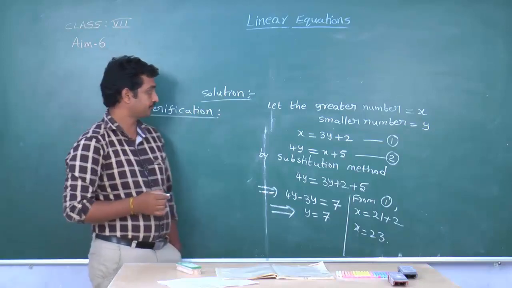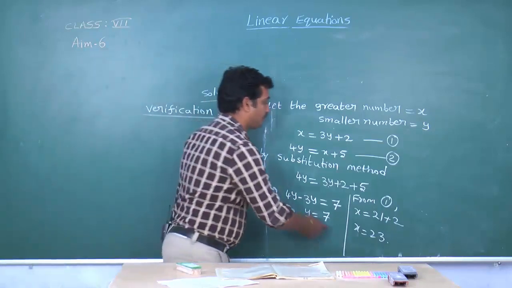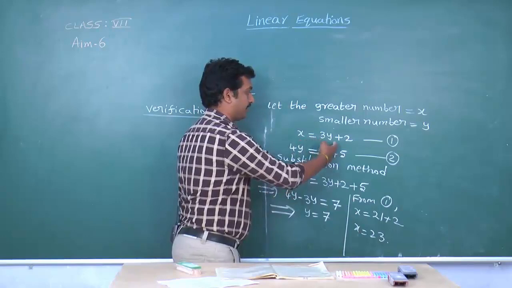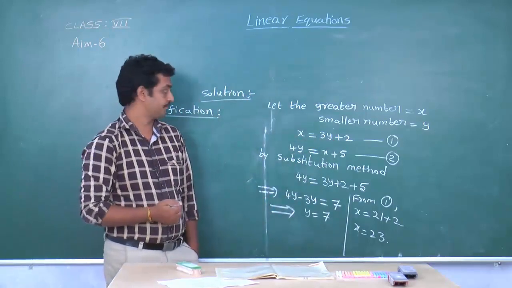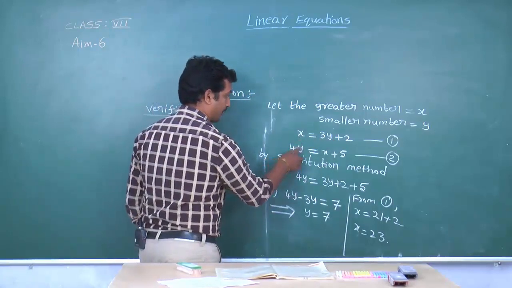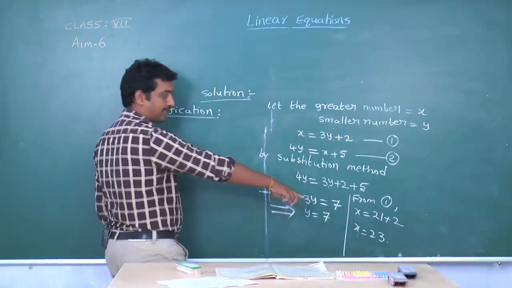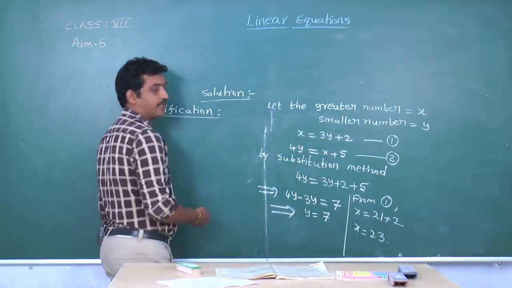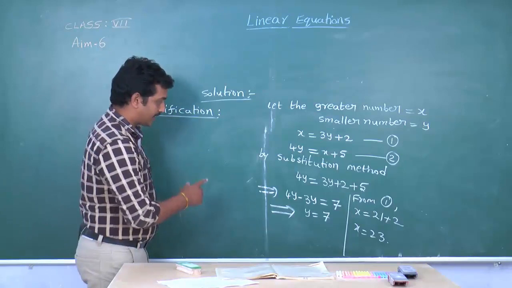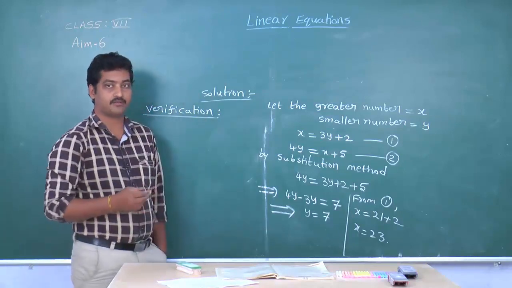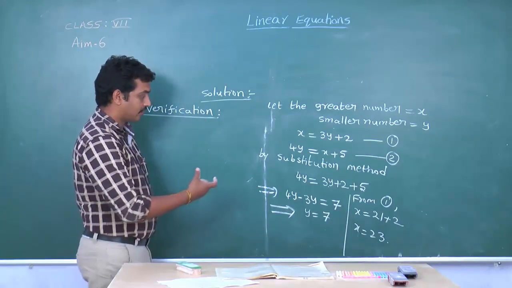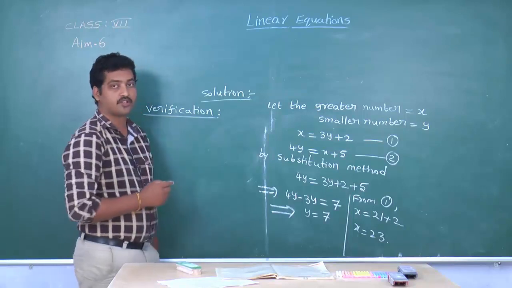Verification. Do these two numbers satisfy these relations or not? Substituting, because we obtained that x equals 23 from equation 1, automatically x and y satisfy equation number 1. Now it is enough to see whether these two satisfy equation number 2 or not.